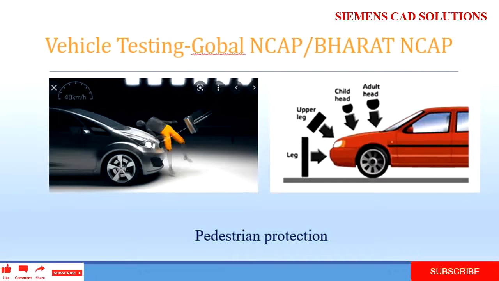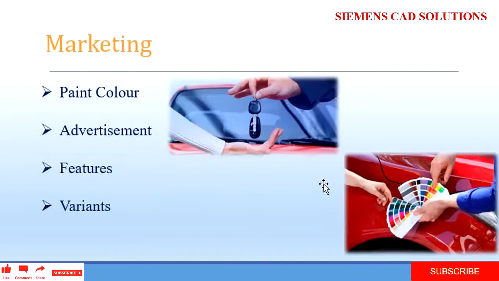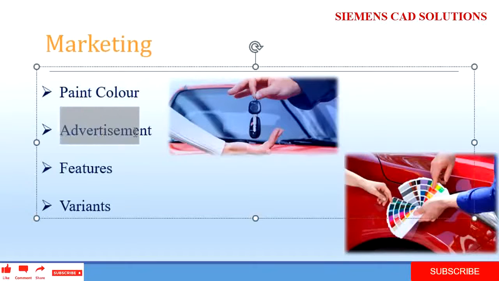So all this consideration is done, and all this approval and certification is got from the NCAP or Bharat NCAP. Then the vehicle comes to the market. So the marketing team will decide the paint color. Each company will have their paint patent. So if some other company needs the paint patent, they need to pay a copyright. Then the marketing team will do the advertisement, and then they will go for the extra features, touch sensor, GPS.